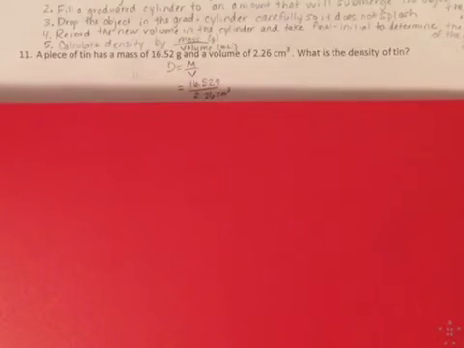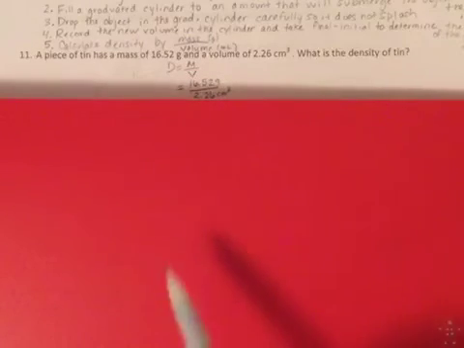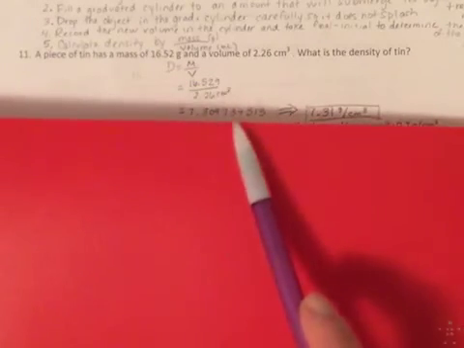Then on to number 11, a piece of tin has a mass of 16.52 and a volume of 2.26. What is the density? Just take it step by step. Density is mass over volume. So put those things in place. Mass is in grams, so I know the 16.52 goes on top. And then I just divide out the 2, and I got this big long number right here.